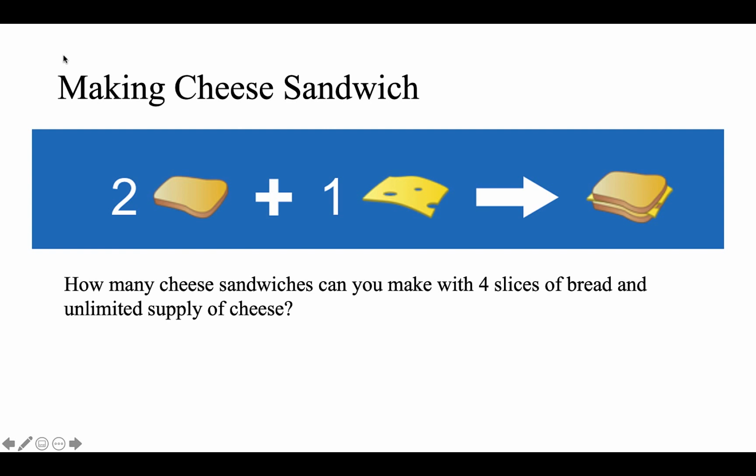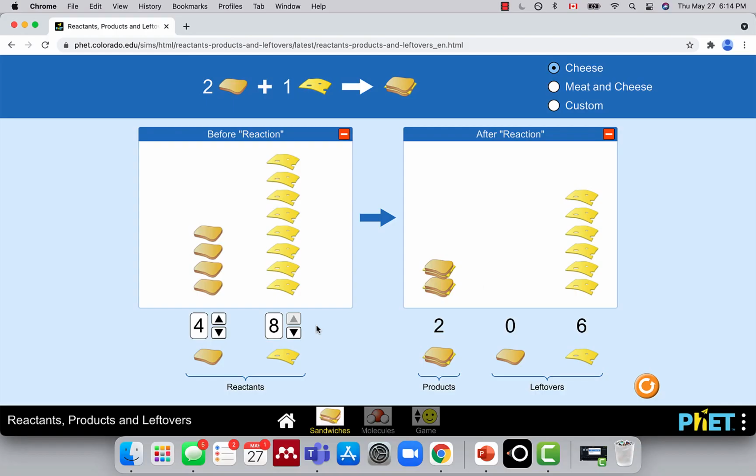Now I would like you to pause this video and unpause when you have an answer. So if you answered 2 cheese sandwiches, then you got it correct. Congratulations. So how does that work? Well, again, from this recipe we know that in order to make 1 cheese sandwich, we need 2 slices of bread. And since now we have 4 slices of bread, and an unlimited supply of cheese, I can only make 2 cheese sandwiches.